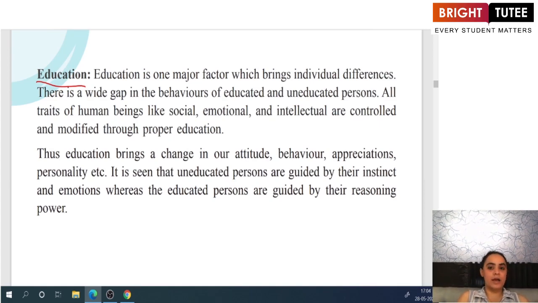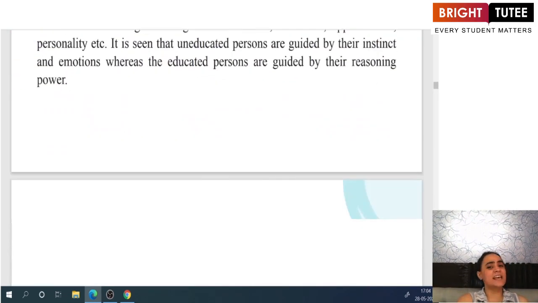On the other hand, an uneducated person lacks such things because obviously they are not guided by anything related to education, but by something that is within them. So these were the factors that cause a difference in individuals' personalities. Now we know how individual differences exist.